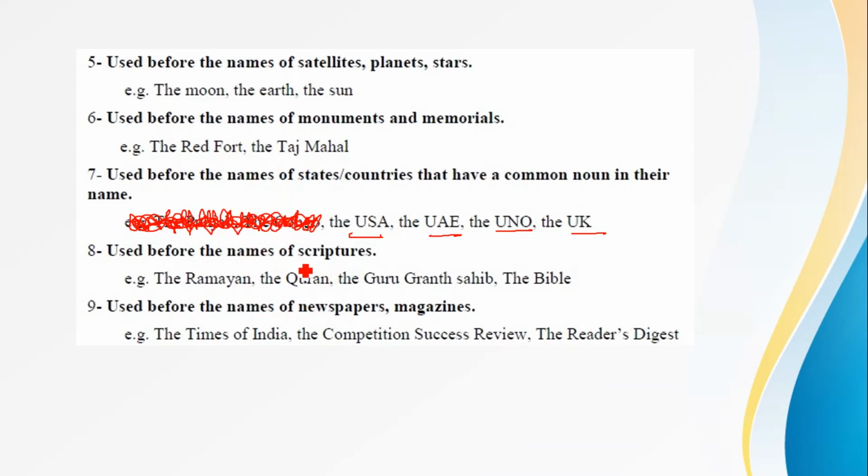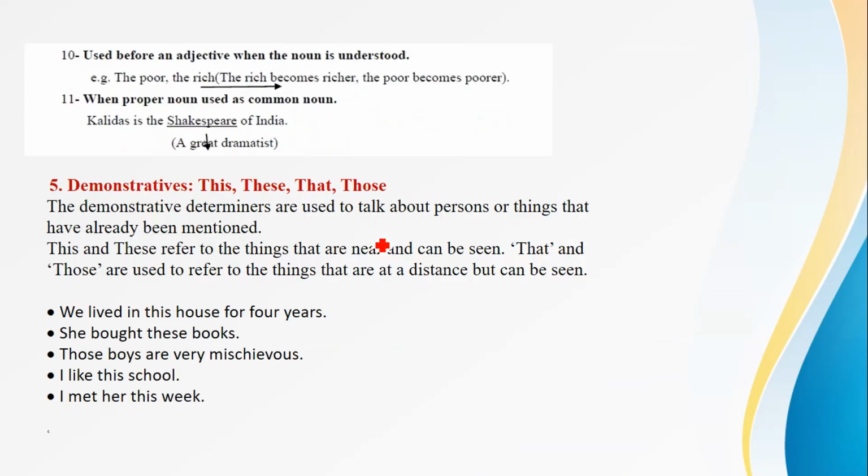Again, the names of scriptures like the Ramayana, the Quran, the Guru Granth Sahib, the Bible, we're going to use "the". Before the names of newspapers and magazines, again unique and one of its kind. So the basic use of "the" is to show things which are unique and one of their kind. Also used before an adjective when the noun is understood, and when a proper noun is used as a common noun. Shakespeare is a proper noun, but we are using it as a common noun because over here we are referring to a great dramatist.